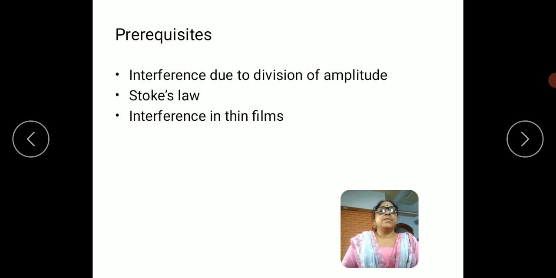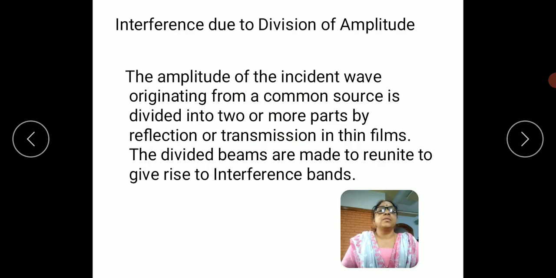We need some prerequisites: interference due to the division of amplitude, Stokes law, and interference in thin films. As we have already studied, in interference due to division of amplitude, the amplitude of the incident wave originating from a common source is divided into two or more parts by reflection or transmission in thin films. The divided beams are made to reunite to give rise to an interference band. So in Newton's rings, the interference pattern is due to a division of amplitude.